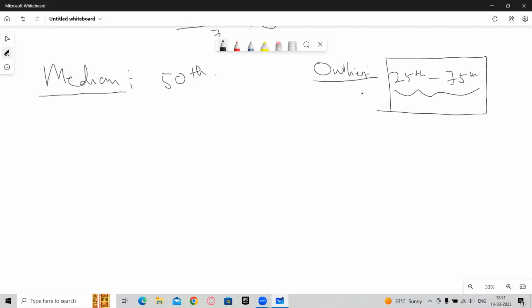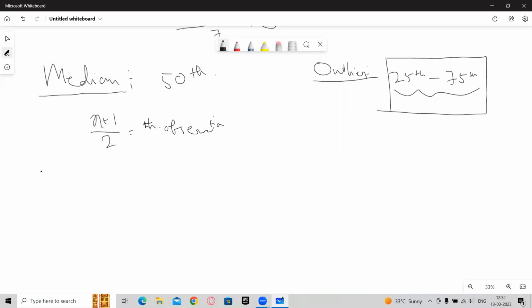Okay. So for the median, the midpoint, if n is your total number of observations, then it should be the (n plus 1) by 2 observation. For an odd number of values, you can easily say it's nothing but the middle point. For an even number of values, you can take the mean of the upper boundary and the lower boundary. You can take those two values and take their mean.